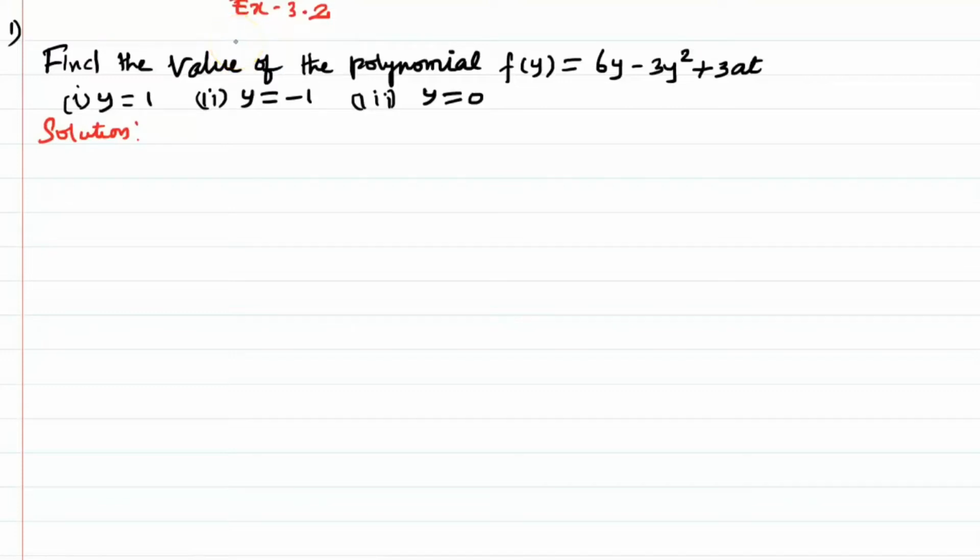Welcome to Simple Math. Find the value of polynomial f of y is equal to 6y minus 3y square plus 3 at y is equal to 1. Second question, y is equal to minus 1, y is equal to 0. So, now let's see the solution. So, f of y is equal to 6y minus 3y square plus 3.